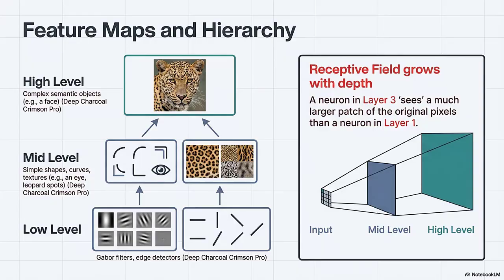And you just keep stacking these layers. The deeper you go, the more abstract and complex the features get, until a final layer can look at a combination of eye and nose and fur detectors and say, hey, that's a face. It's a beautiful compositional hierarchy.